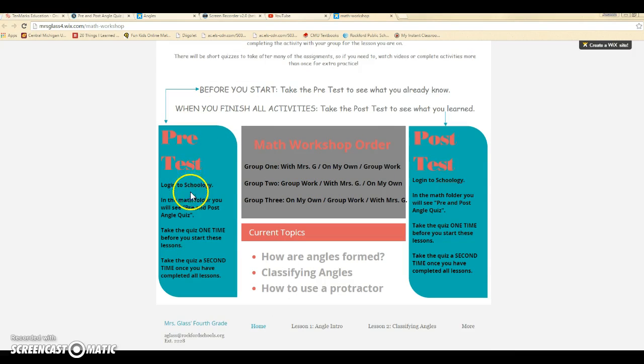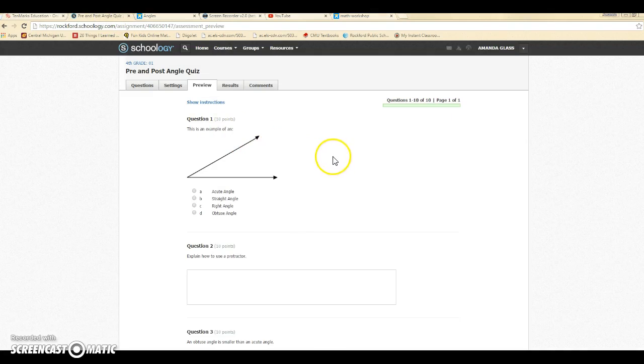So there's a pre-test I have here. Before they start, they'll take the pre-test, and then when they finish, they'll take that same thing as a post-test. So I can show you a little bit of what it looks like.